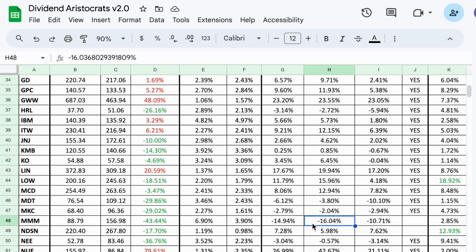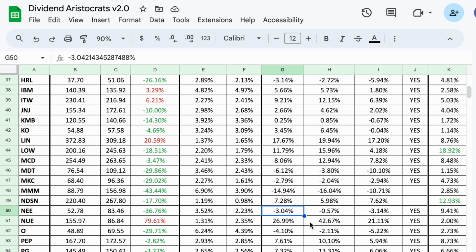3M fails the test with a return of minus 16.04% while undervalued, compared to minus 14.94% overall. Nordson also fails the test with a return of 5.98% while undervalued, compared to 7.28% overall. NextEra Energy passes the test with a return of minus 0.57% while undervalued, compared to minus 3.04% overall.